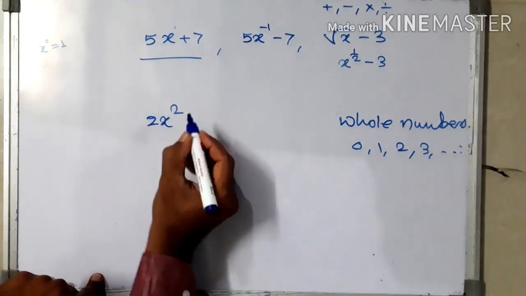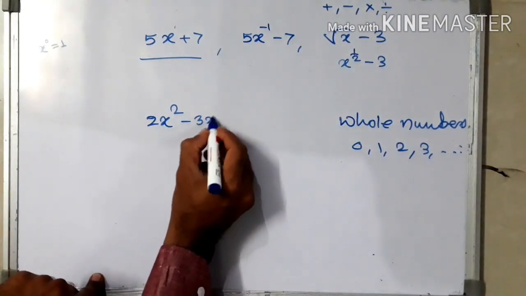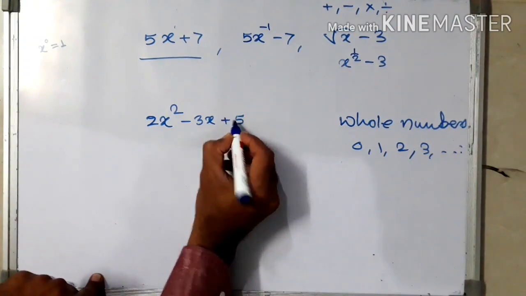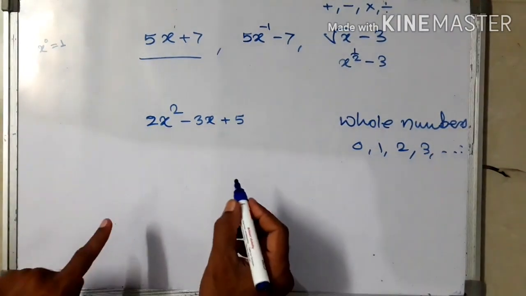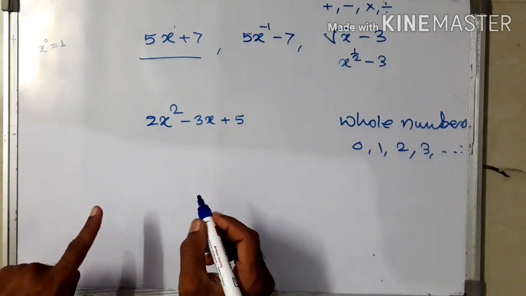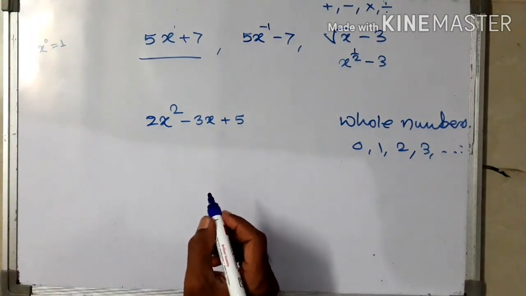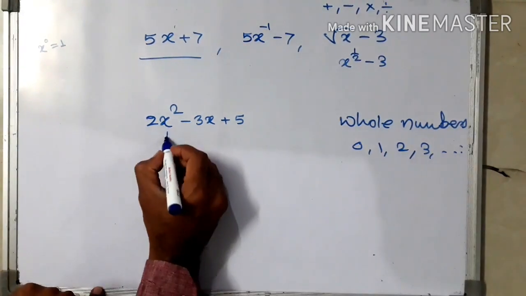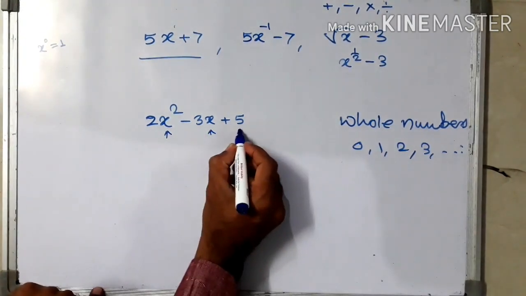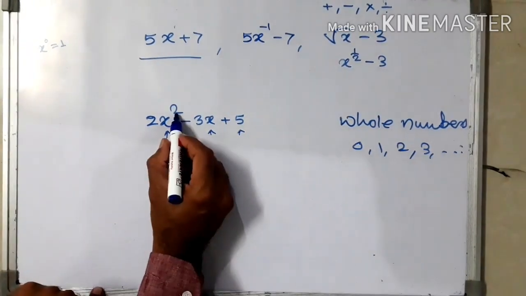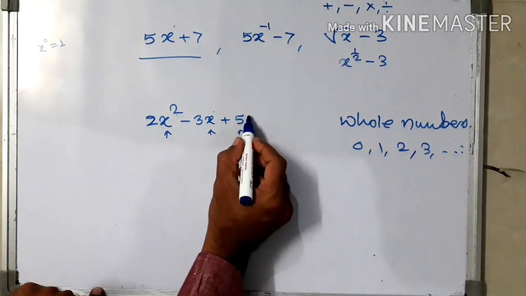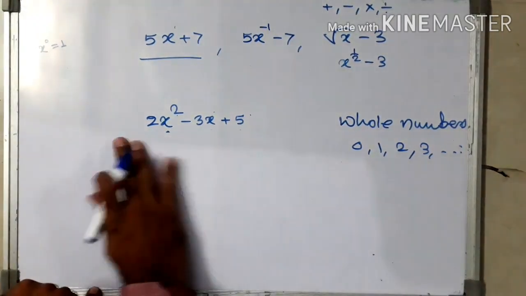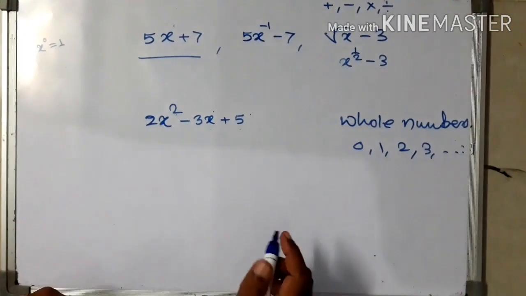Let us see 2x square minus 3x plus 5. This is an algebraic expression, but we can say this is a special type of algebraic expression called a polynomial, because the power of each and every variable is a whole number only. Here the powers are 2, 1, 0, that means whole numbers, so it is a polynomial.